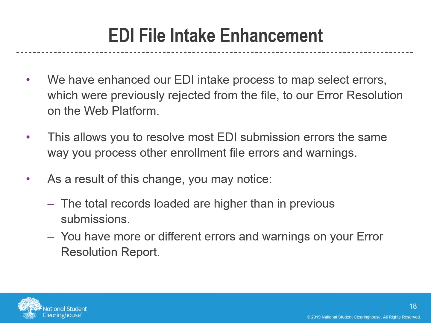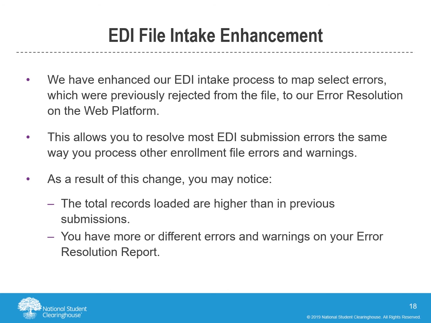The EDI enhancement mapped the most common errors that would result in EDI rejects, but it's still possible to have some rejected records remaining on your EDI file, and those would still be placed in your school's FTP account. Some of the most common errors you may see on the Error Resolution Report as a result of the EDI enhancement are Error 4, which is a missing enrollment status, or Error 6 or 213, missing anticipated graduation date.